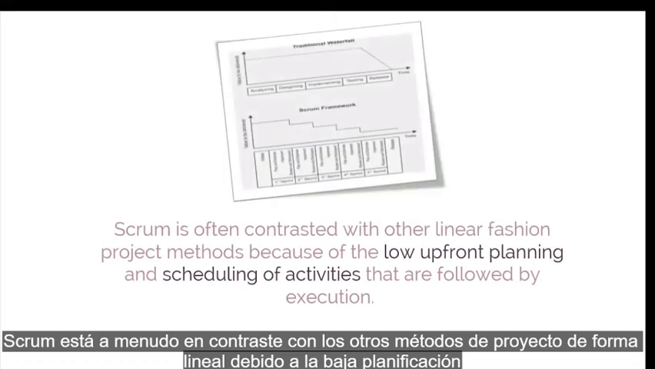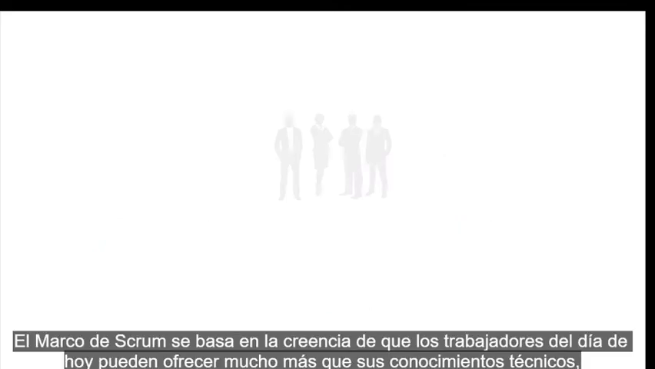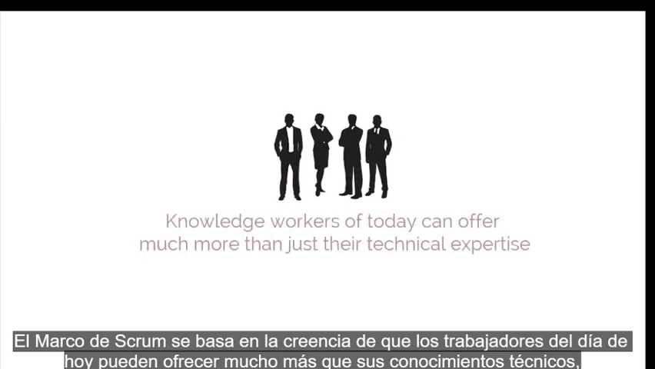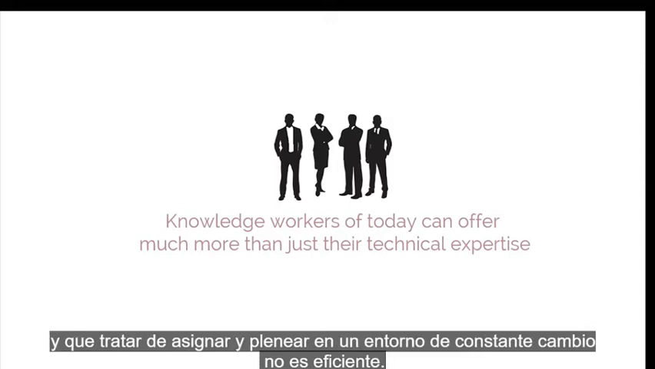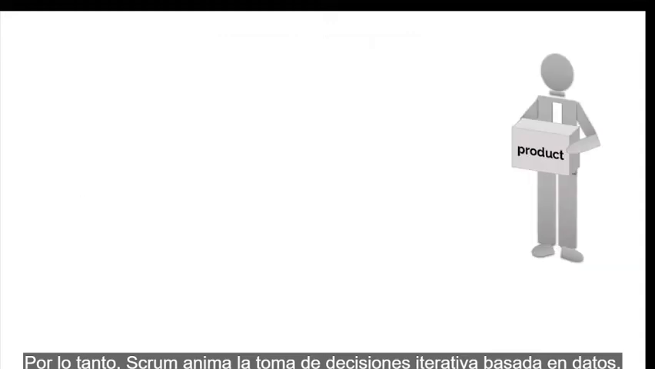Scrum is often contrasted with the other linear fashion project methods because of the low upfront planning and scheduling of activities that are followed by execution. The Scrum framework is founded on the belief that the knowledge workers of today can offer much more than just their technical expertise, and that trying to fully map out and plan for an ever-changing environment isn't efficient. Therefore, Scrum encourages data-based, iterative decision-making.